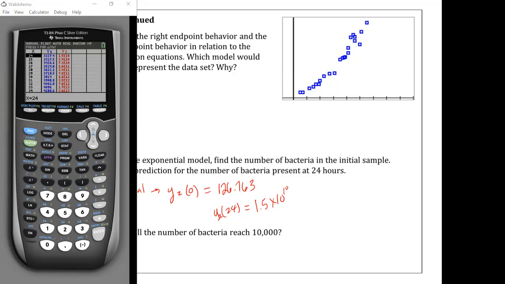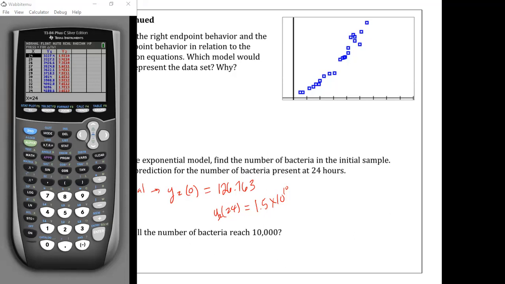Now it says here, now going backwards, when will the number of bacteria reach 10,000? So it's asking you, when would the number of bacteria reach 10,000? So that's where we're going to talk about, remember, our intersections. We're going to delete the one that we do.